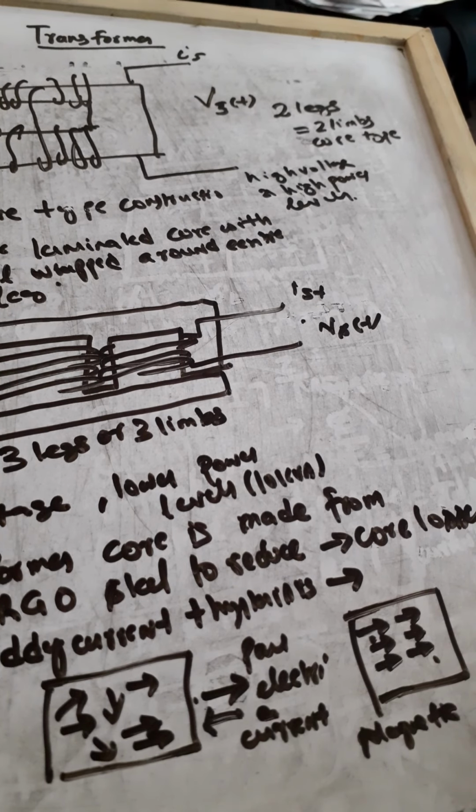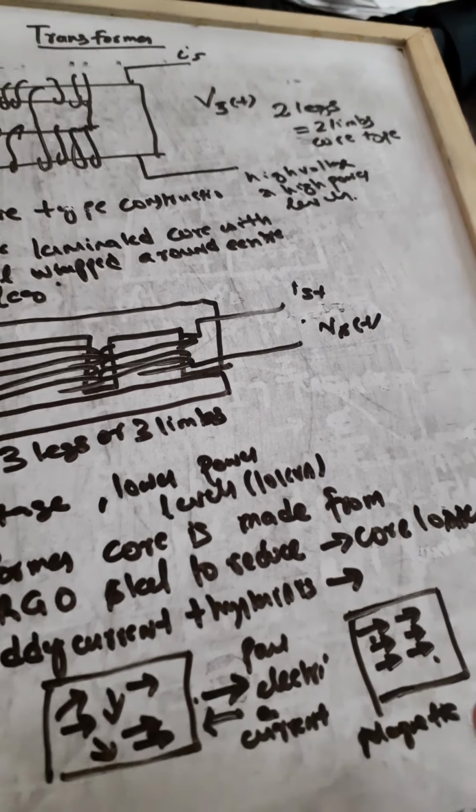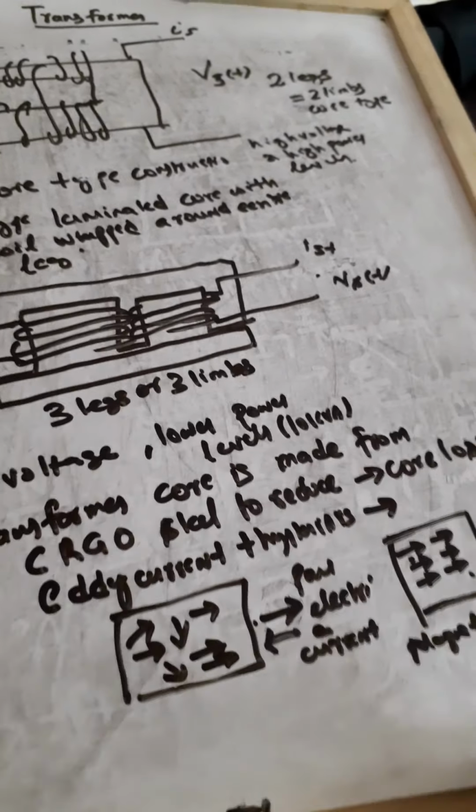Now to avoid this hysteresis loss, a coating of silicon is applied over the transformer core. So this silicon grading is done over a transformer, silicon grading to avoid hysteresis loss.